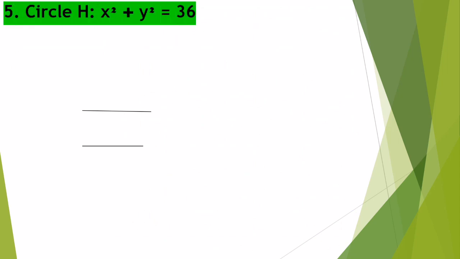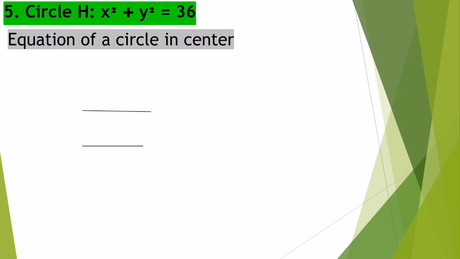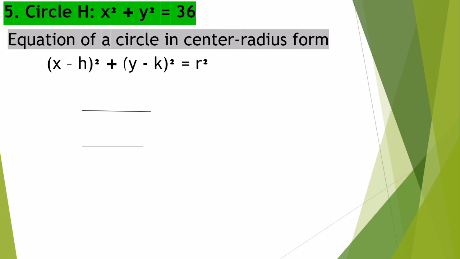Number 5 problem, where a circle has the equation x squared plus y squared is equal to 36. The same thing, gagamit tayo ng equation of a circle in center-radius form, which is x minus h squared plus y minus k squared is equal to r squared, wherein h is the x coordinate, k is the y coordinate, and r is the radius. First step, copy the given below. So, x squared plus y squared is equal to 36.